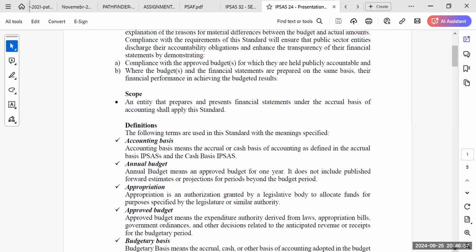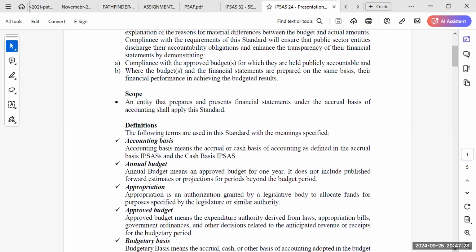Okay. We also have the approved budget. The approved budget is the budget that has been approved by the Parliament. The budget that we are going to be spending, the budget that we are going to be using for that particular year, to incur expenditure and to generate revenue. That's what we call the approved budget. So the budget approved by the Parliament is what we call the approved budget.